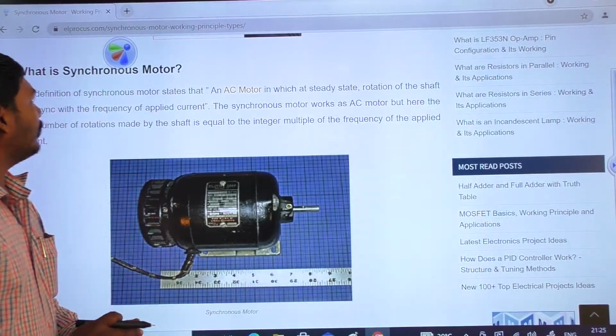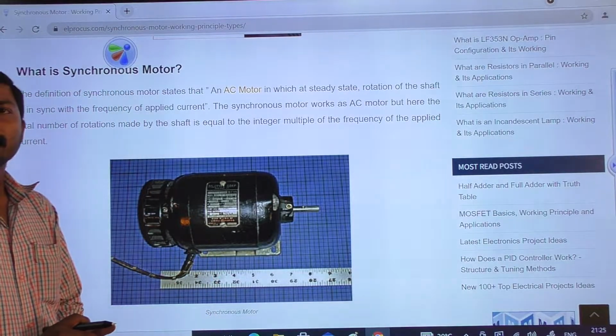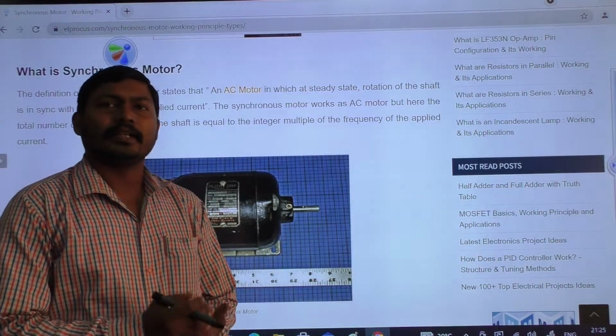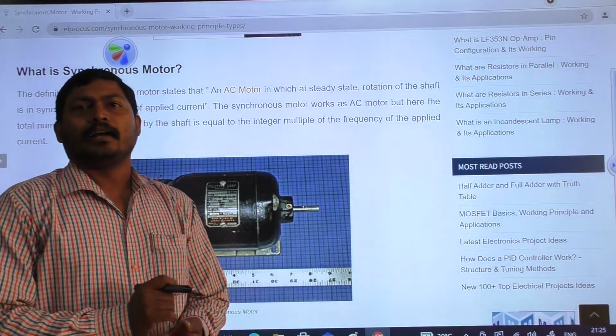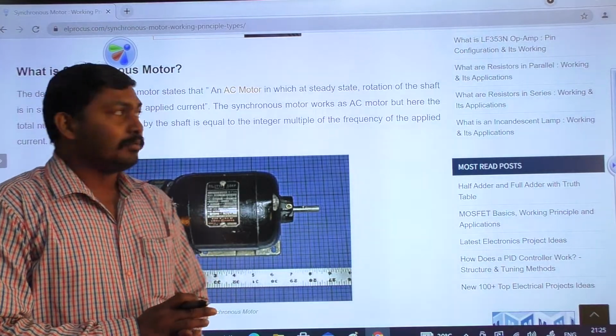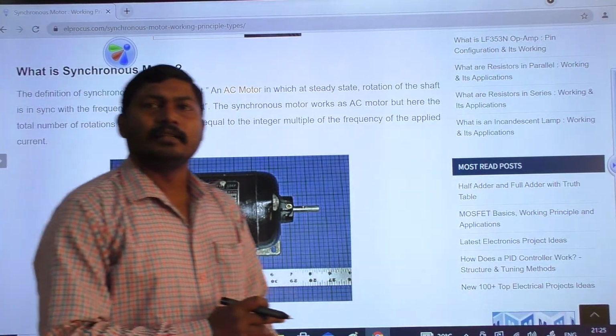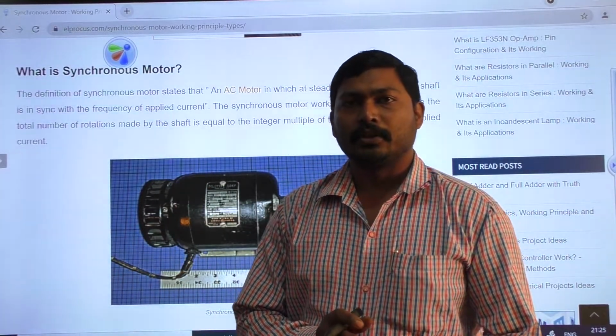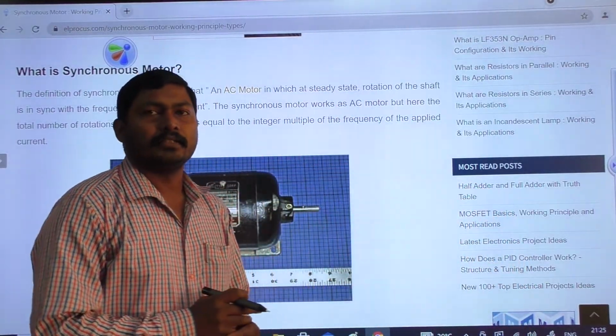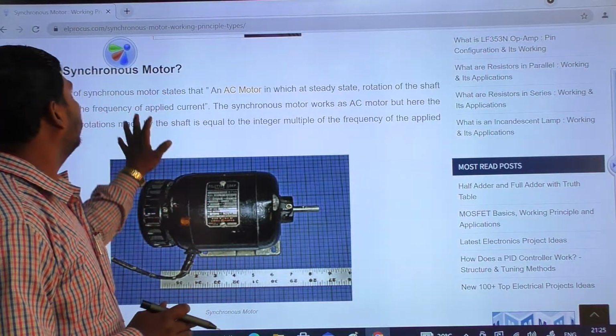Today we will start a new chapter, Synchronous Motor, and in this chapter we will understand the working of synchronous motor, its application, and how they are constructed. Before going to this chapter, let us understand this lecture is for diploma students and particularly for electrical branch students. Now let us go into the synchronous motor.